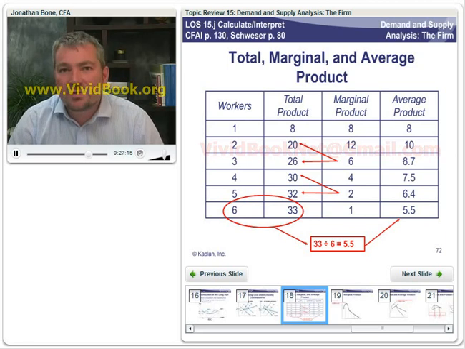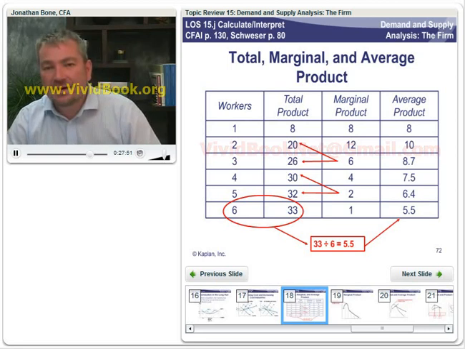Let's have a look at the marginal product from going from 2 to 3 workers. We go from 20 to 26 as our output, so the marginal product of the third worker is 6. Let's look at going from 4 to 5 workers. Notice from 4 to 5 workers, output goes from 30 to 32. So the marginal product of the 5th worker is 2 units. Average product is a nice easy one. It's simply total product divided by the number of workers in this case. So total product for the 6 workers, they produce 33 units. In other words, they produce 5.5 units per worker, and that is our average product.